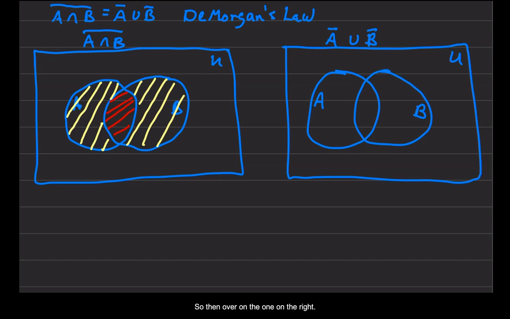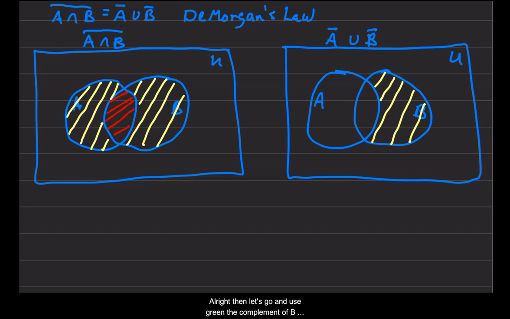All right. So then over on the one on the right, let's take a look at the complement of A. Okay, so if I go with the complement of A, that's everything that's not in A. So that's all the stuff that is in B but is not in A. All right, then let's go and use green. The complement of B, that's everything that is in A but not in B.